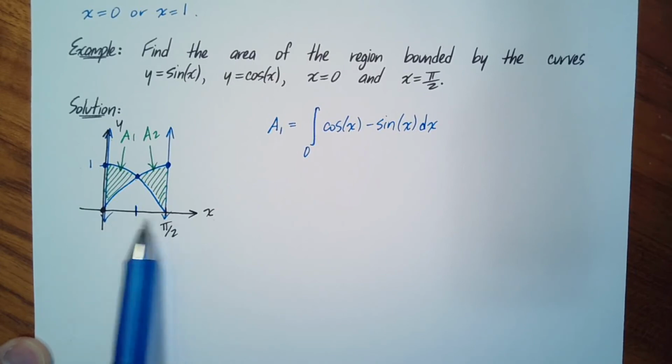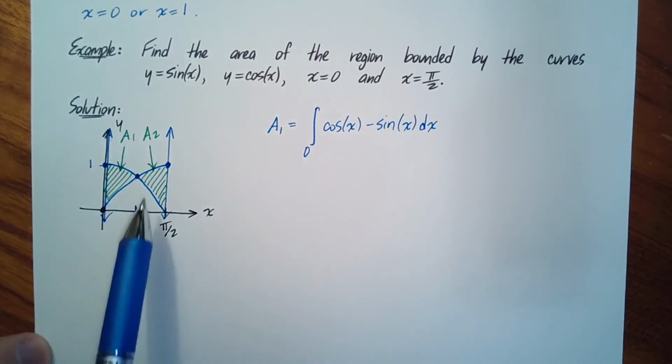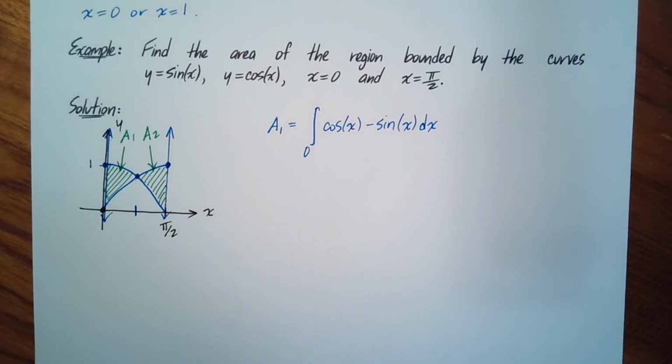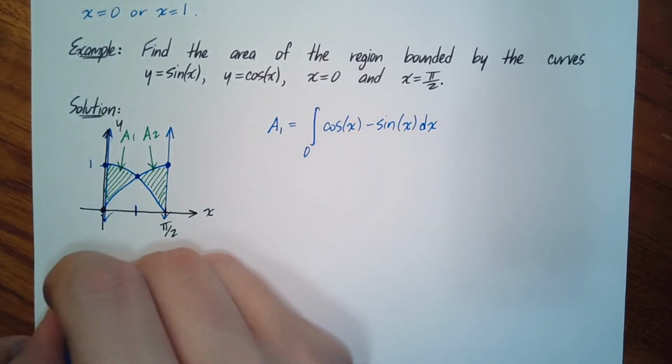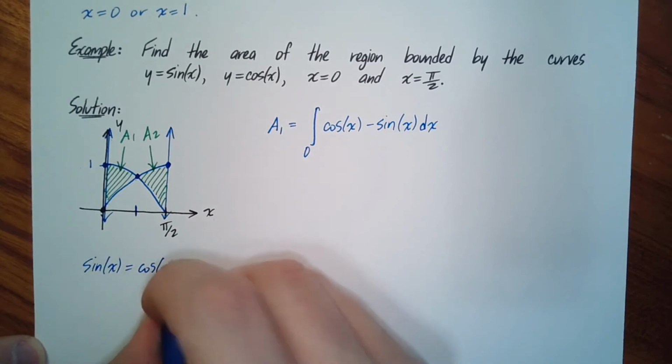So is it going to be right halfway in the middle? It depends how you want to approach this, but let's just solve for it carefully and be safe. So we'll just find out when sine of x is equal to cosine of x.